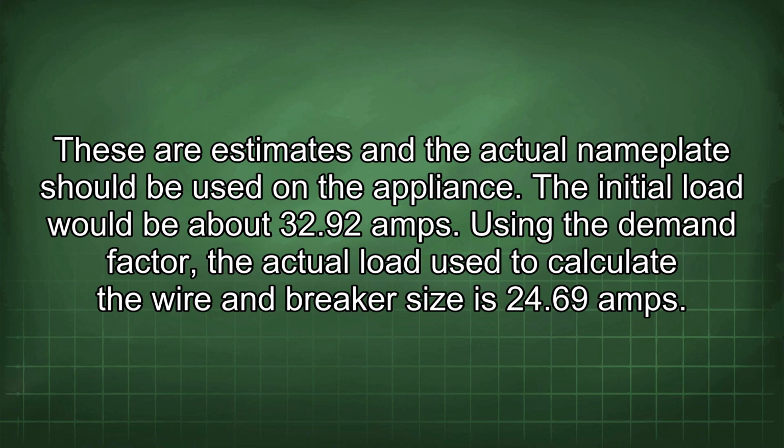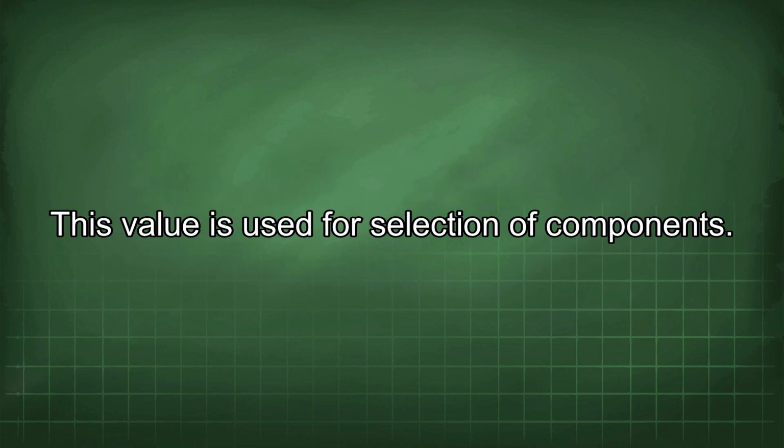The initial load would be about 32.92 amps. Using the demand factor, the actual load used to calculate the wire and breaker size is 24.69 amps. This value is used for selection of components.